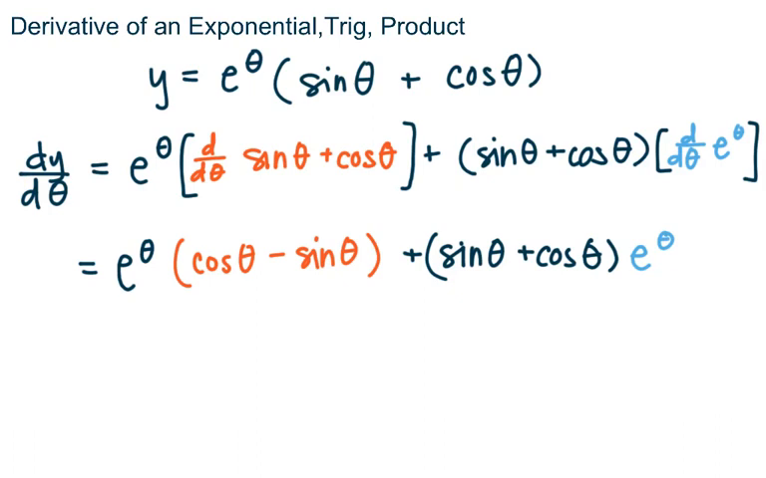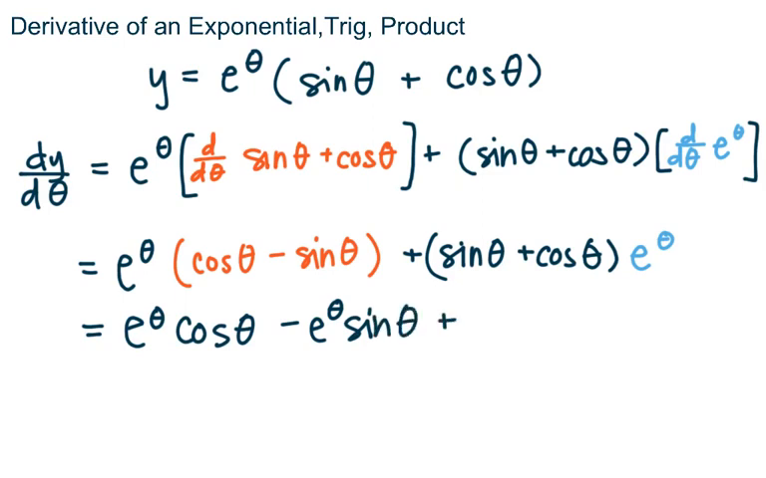At this point, I'm going to distribute e to the theta times both of these terms and e to the theta times both of the other sine and cosine terms. So that gives me e^theta cosine theta minus e^theta sine theta plus e^theta sine theta plus e^theta cosine theta.